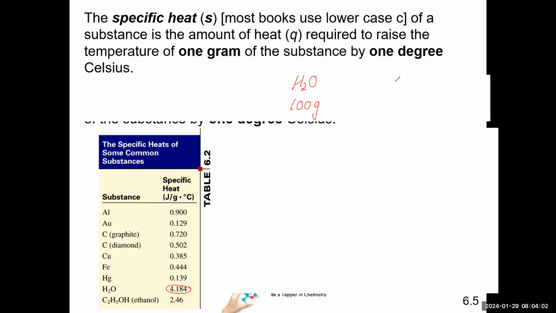And mercury, 100 grams. And aluminum, 100 grams. I have given you these three substances, 100 gram, masses are same. Now I'm supplying 100 joules of energy to all the three substances. Mass is same, amount of heat is same. Can you tell me which substance will show you more rise in temperature? Which substance will become more warmer?